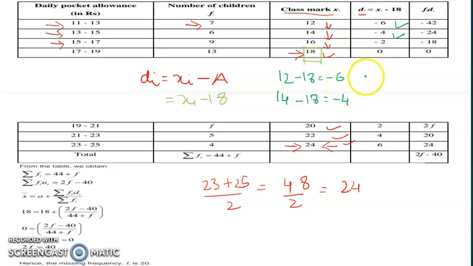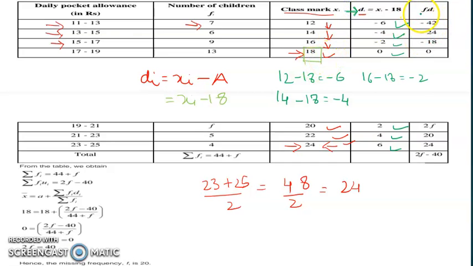So that is what I am explaining to you. 16 minus 18 is how much, students? Minus 2. So written here, minus 2. 18 minus 18, 0. 20 minus 18, 2. 22 minus 18 is 4. 24 minus 18 is how much? 6. So this way you are getting the values of di. I hope it is very clear, students, nothing difficult.